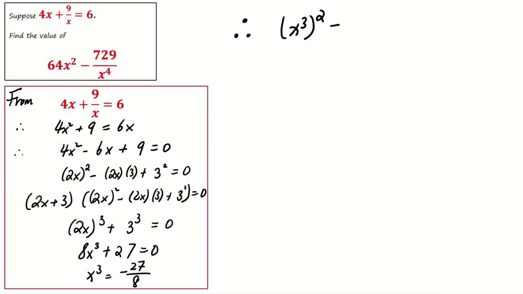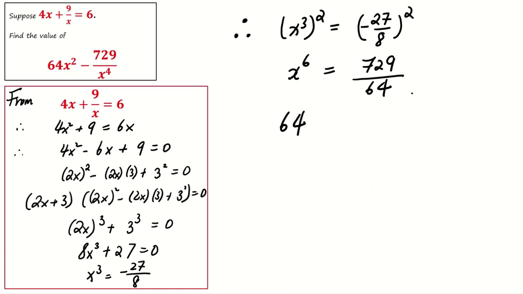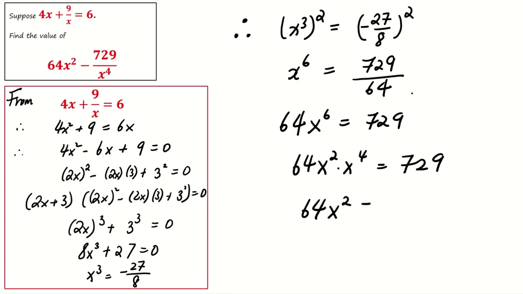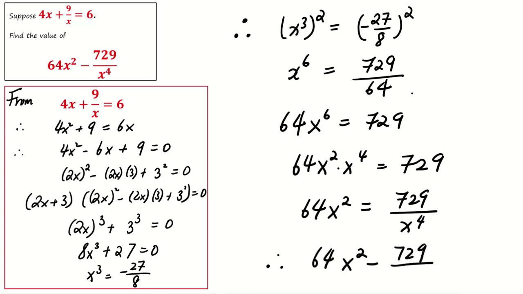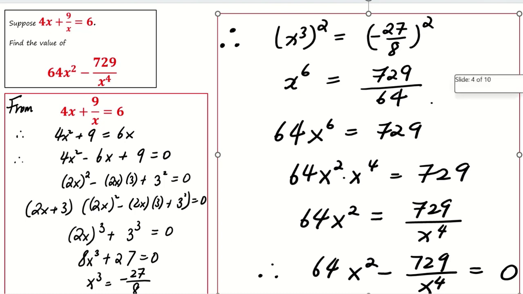Now, squaring both sides, we get x to the power 6 equals 729 over 64. Thus, 64x to the power 6 equals 729. And so, 64x squared equals 729 over x to the power 4. Finally, the desired expression 64x squared minus 729 over x to the power 4 equals 0. This solves the problem, and the answer is 0.